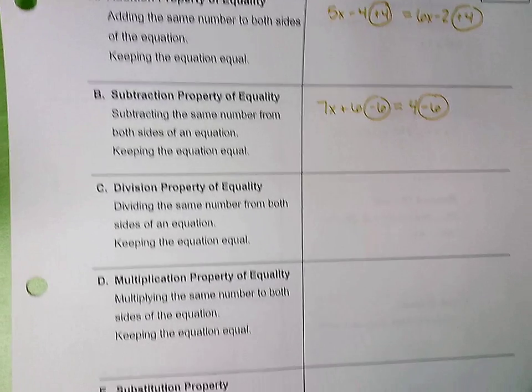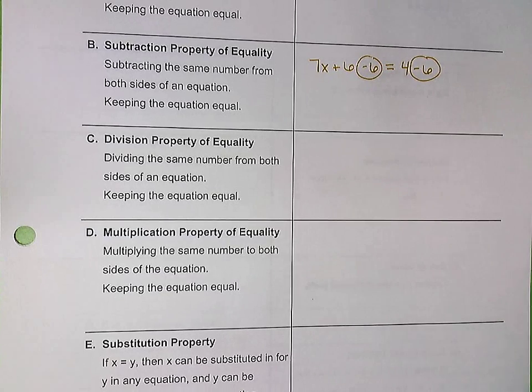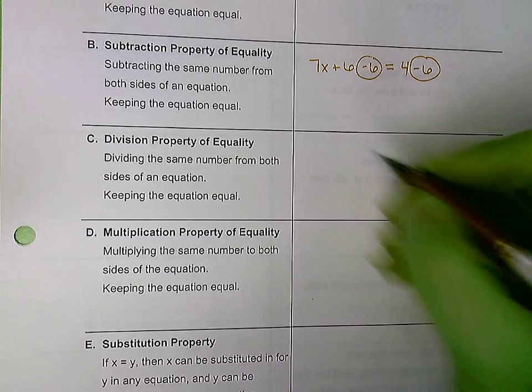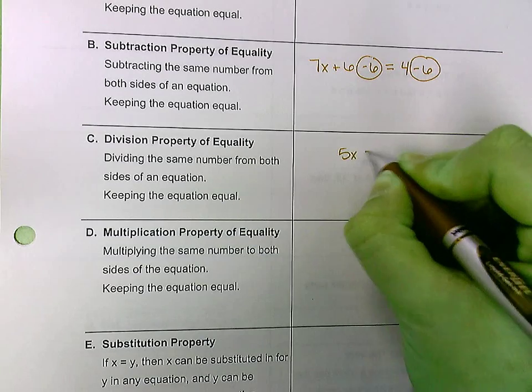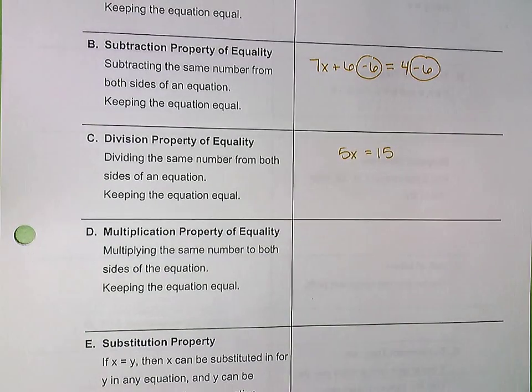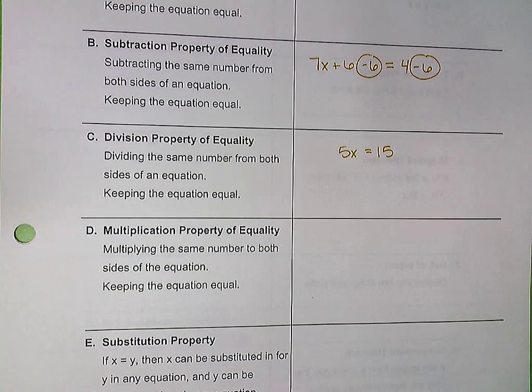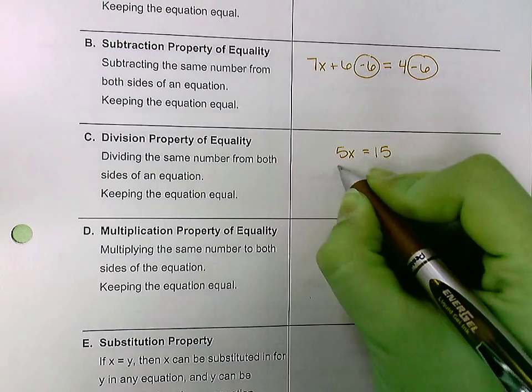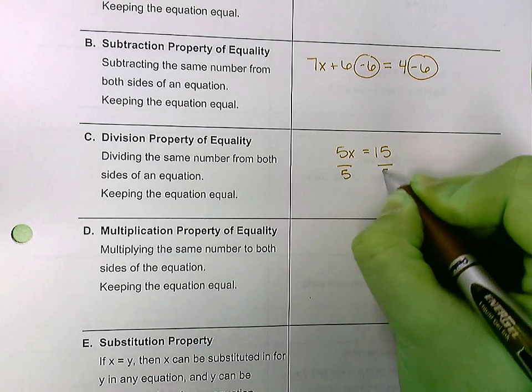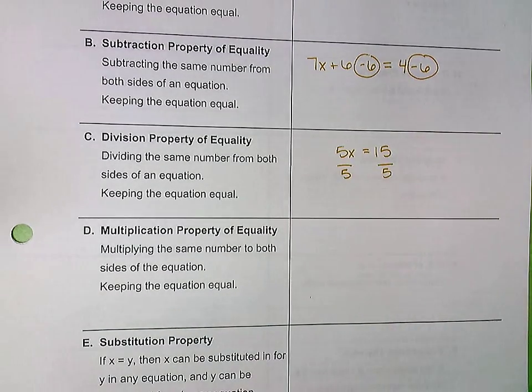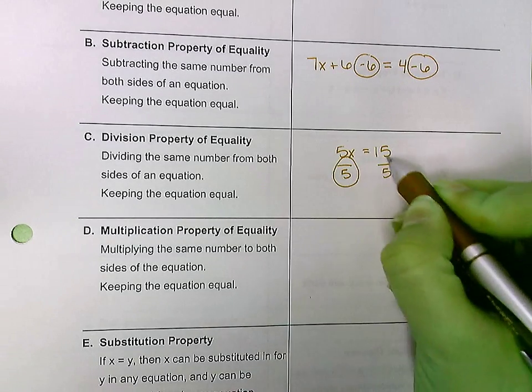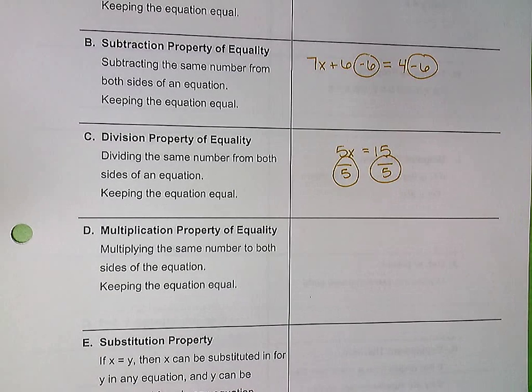The next one is the division property of equality. That's dividing the same number on both sides. So say I have 5x equals 15. If I was trying to get x by itself or solve this equation, I would divide both sides by 5. When I do that, that's considered the division property of equality.